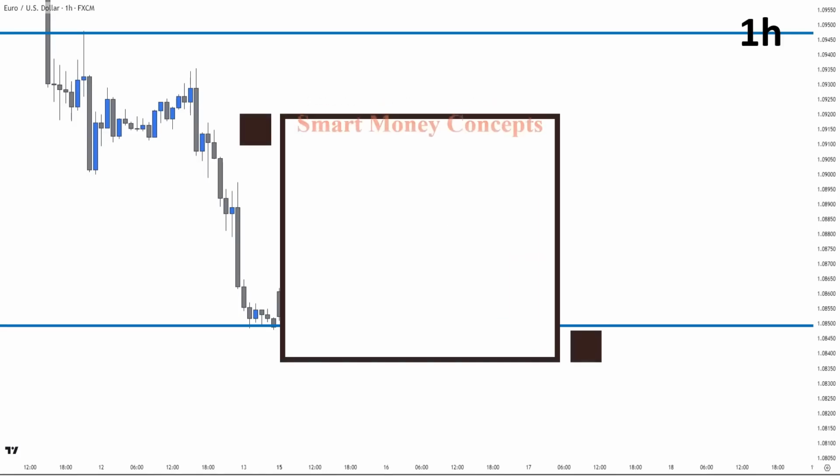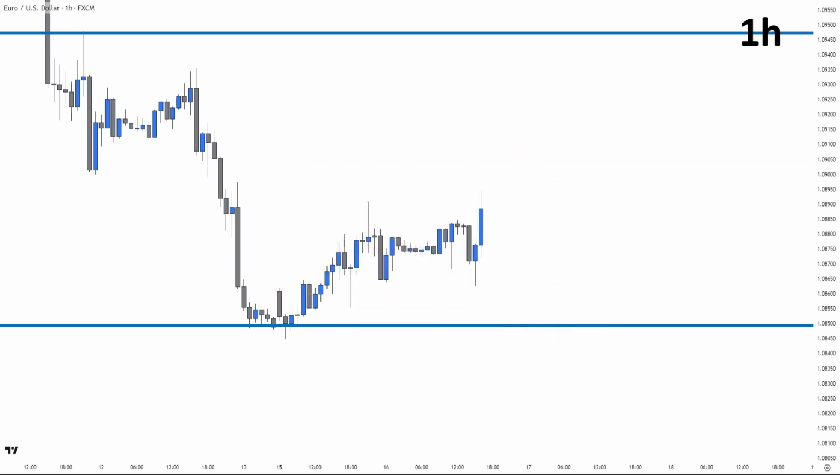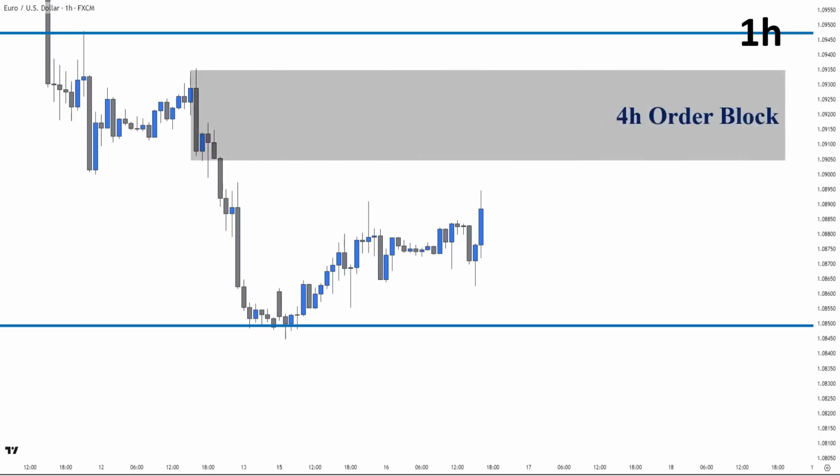Once again, we fully apply smart money concepts, including identifying market direction, supply and demand areas, order blocks, fair value gaps, liquidity zones, and possible trade opportunities. We know that higher timeframe directional bias is bearish, and we expect the price to get rejected from the 4 hours timeframe order block. After mitigating this daily zone, market is making a deep retracement and creating liquidity zones before reaching the 4 hours order block, which is another confirmation.